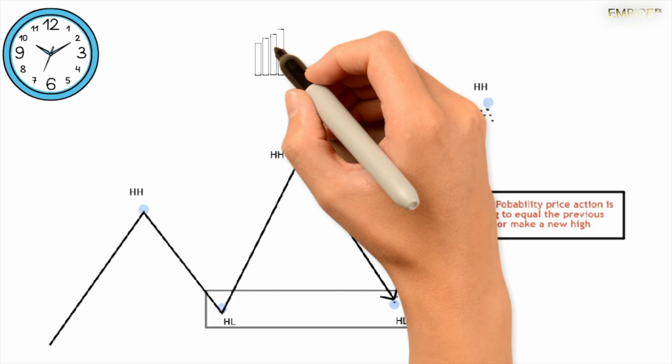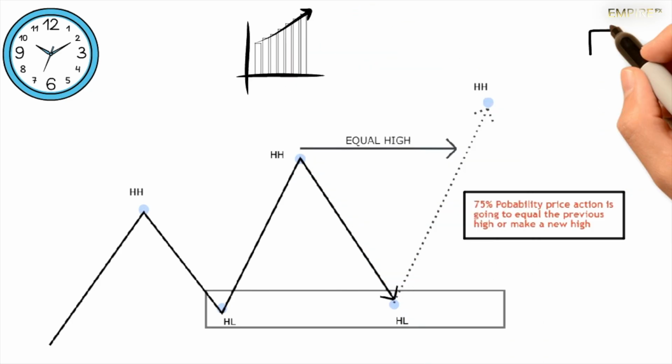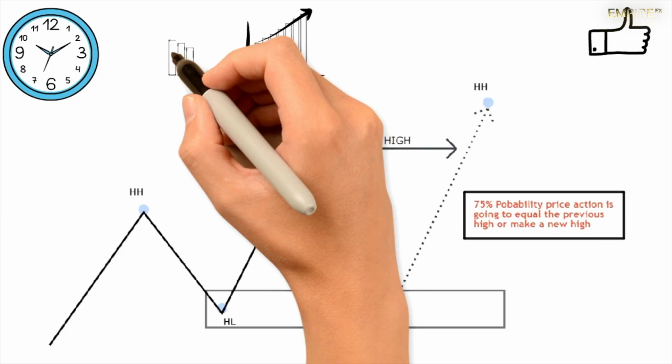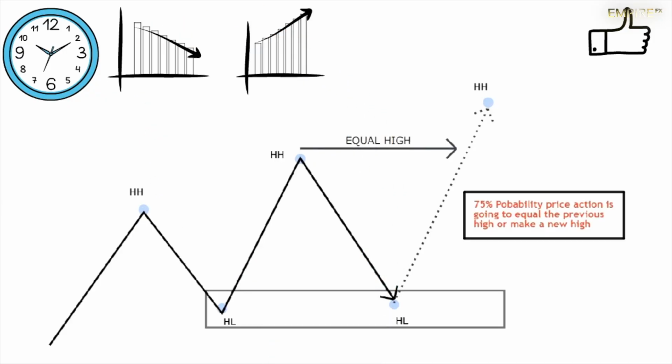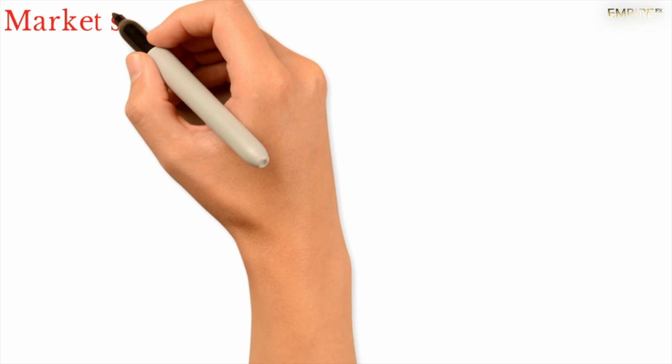However, the higher time frame analysis is more reliable for direction of the market. The lower TF can create a lot of noise and a lot of misdirection. At Empire FX, we do execute our trades on the lower time frames with confluence from the higher time frame analysis.